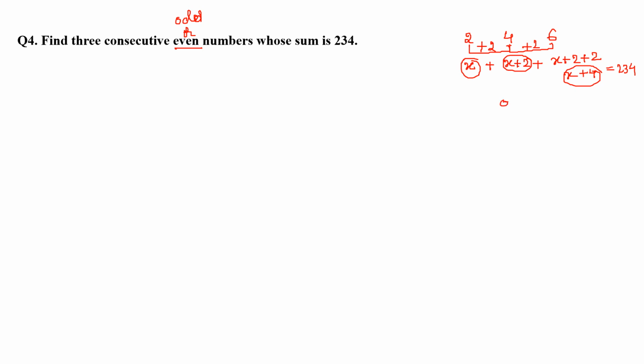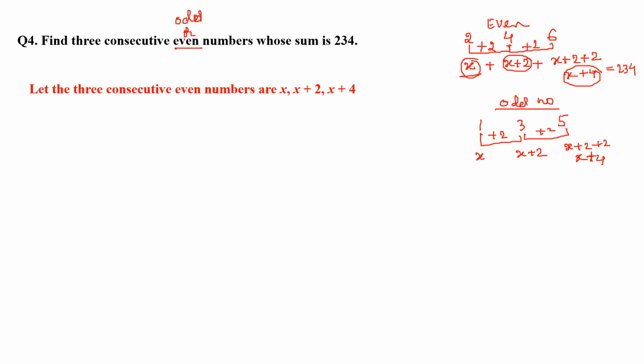Because for odd numbers also, if you take the first three odd numbers as 1, 3 and 5, in 1 you have to add 2 to get 3, isn't it? In 3 also you have to add 2 to get 5. So again if you take the first one as x, the second consecutive odd number will be x plus 2 and the third will be x plus 2 plus 2, which is x plus 4. So whether it is even or odd, you have to assume this only: x, x plus 2 and x plus 4. And I have explained also why. So let's take the three consecutive even numbers as x, x plus 2 and x plus 4.